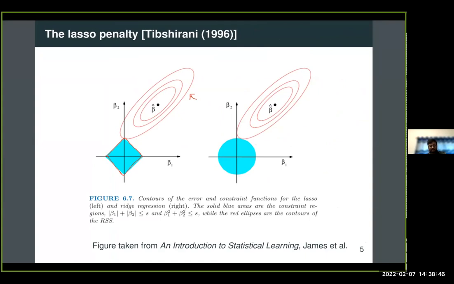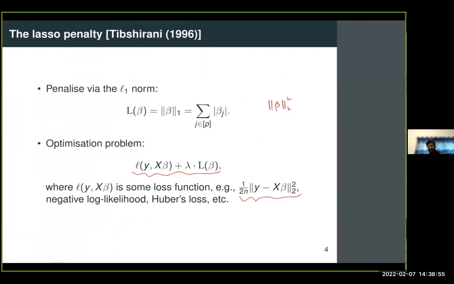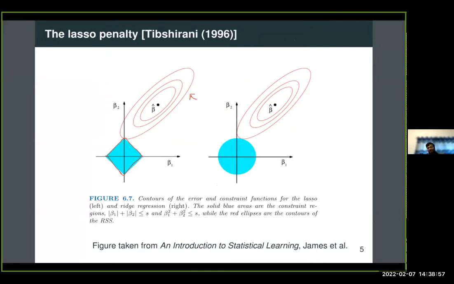This is unlike some other penalty, for example, the ridge penalty, where instead of the L1 norm, you take the L2 norm. That doesn't really induce sparsity. So this is the reason people work with L1 penalty in this case.